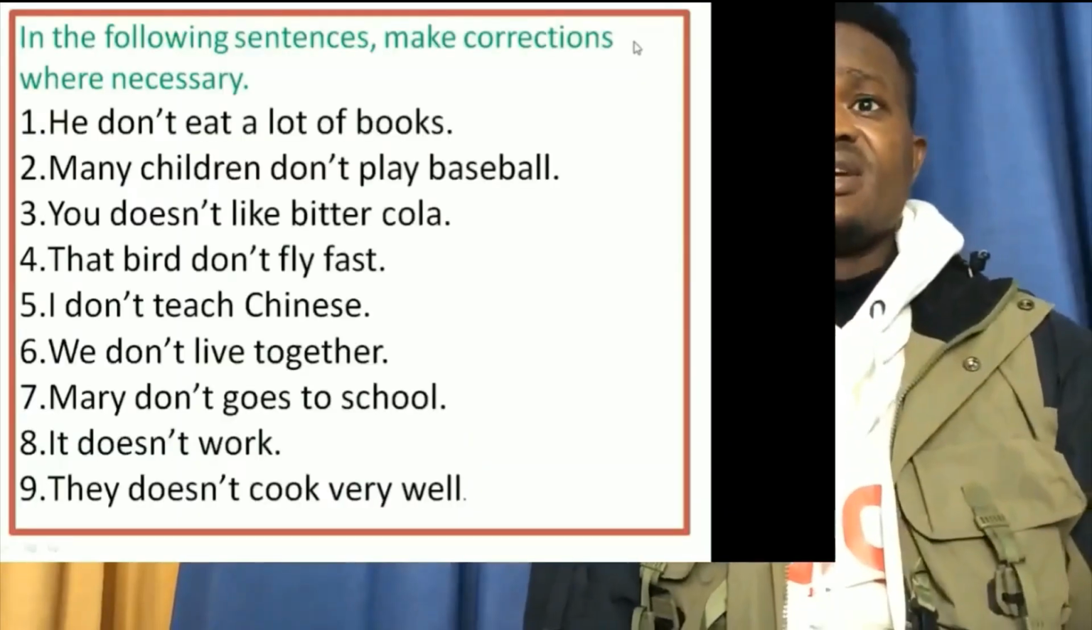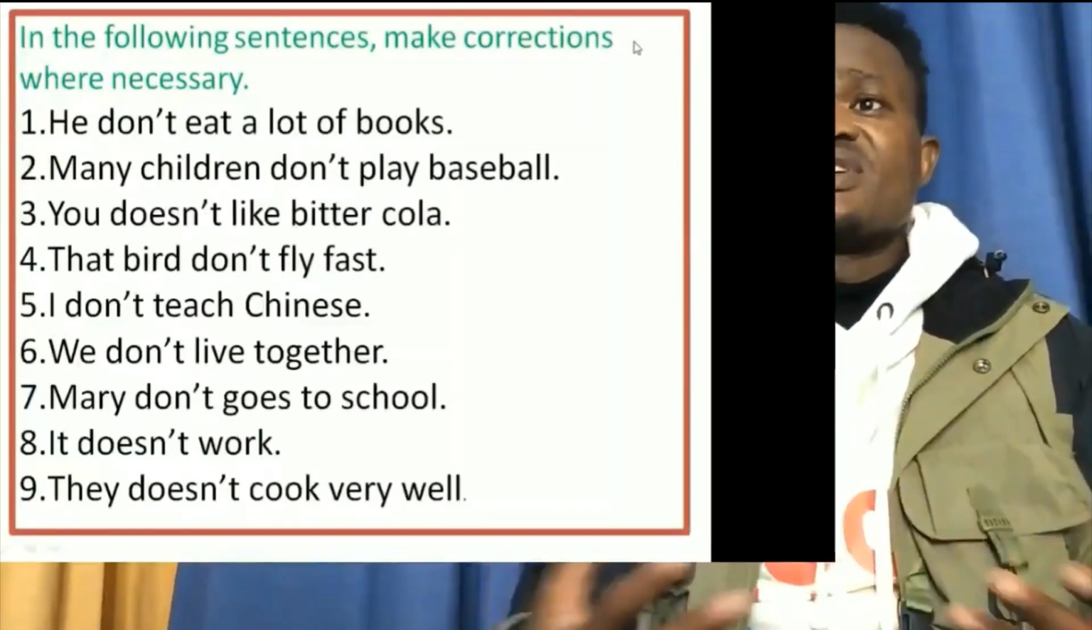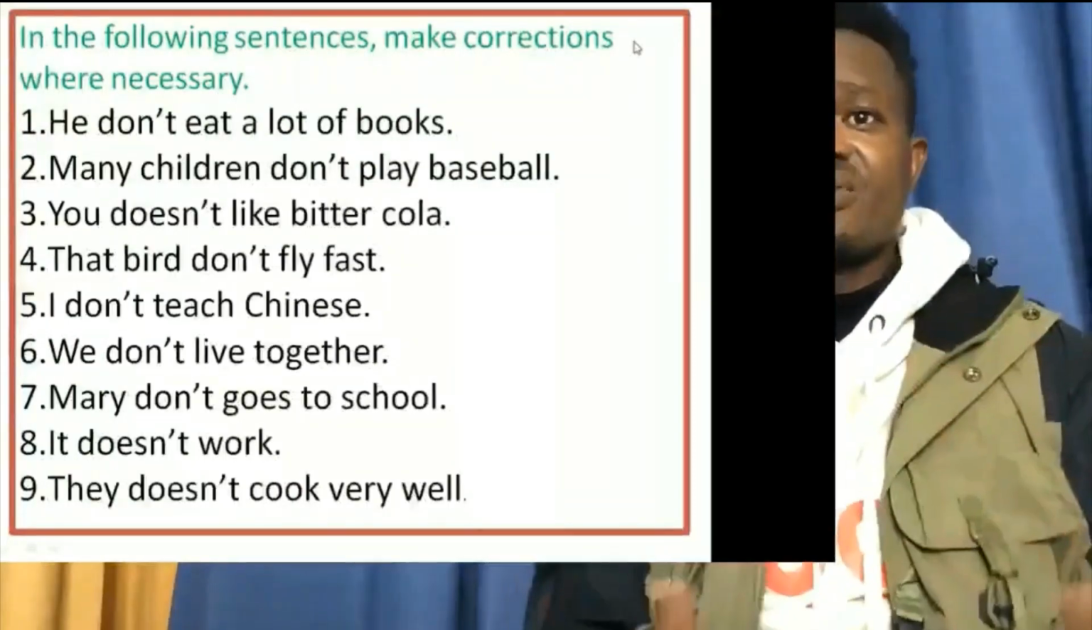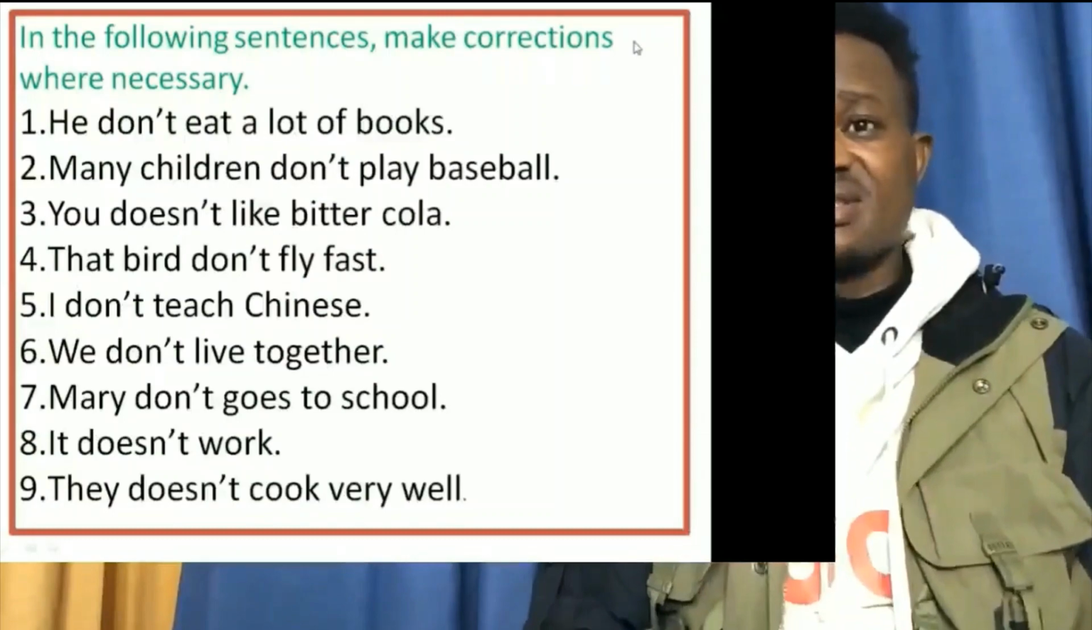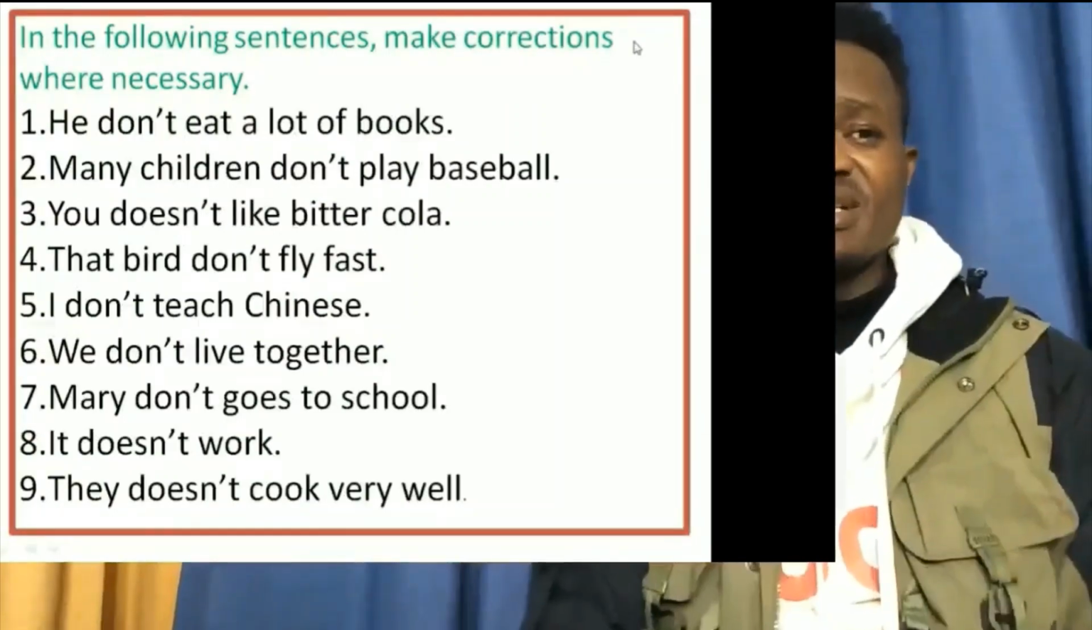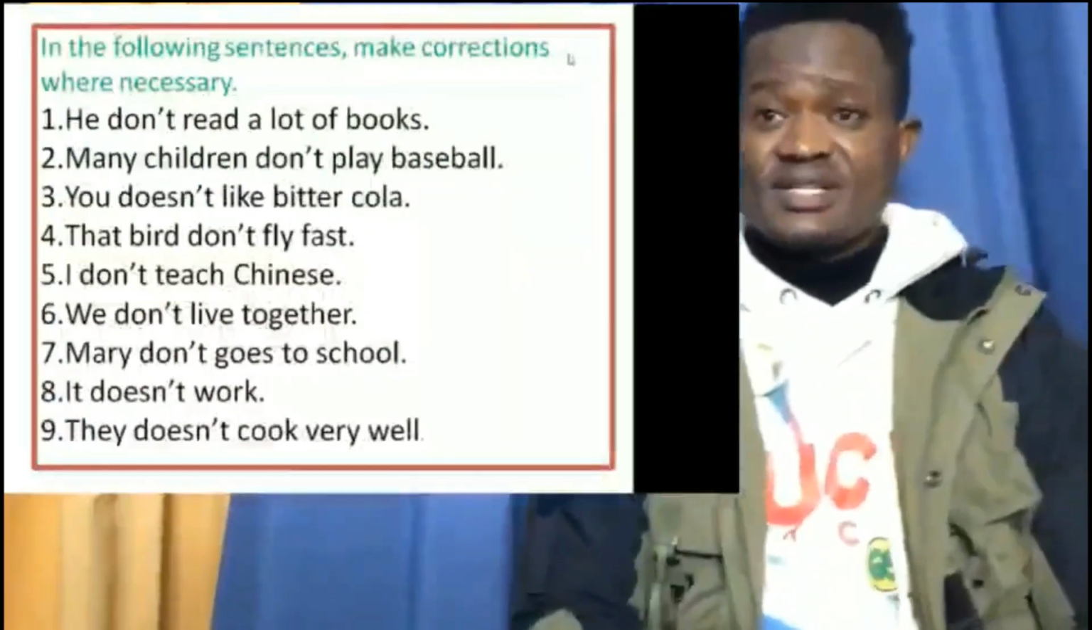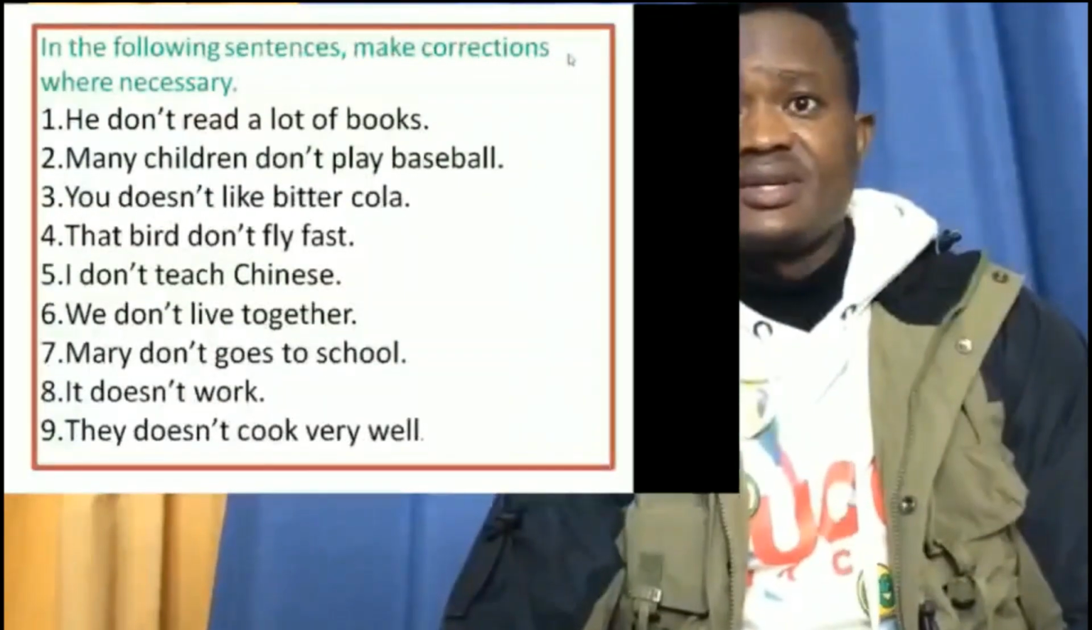All right, guys. In the following sentences, make corrections where necessary. So try to check your understanding. Just in 1 minute, guys. I'm ready. All right, guys. Let's answer these questions. Let's go.